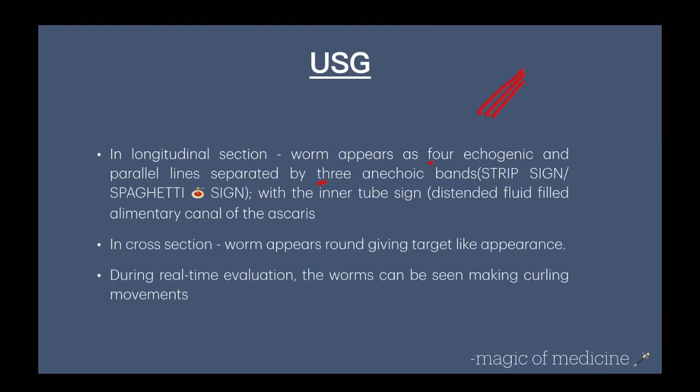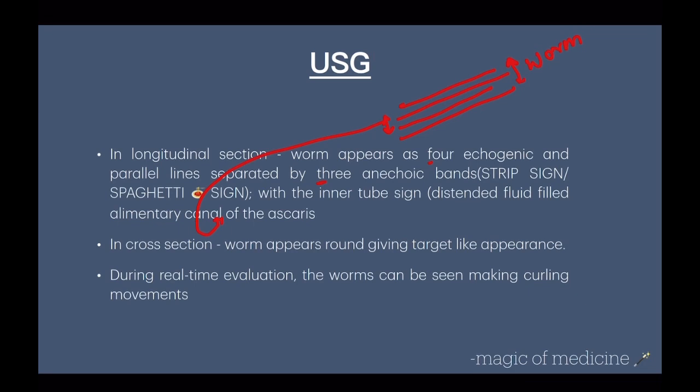So the alimentary tract appearance is known as inner tube sign. Next, coming to the cross section. In cross section, the worm appears round, giving a target-like appearance. And during real-time evaluation, the worms can be seen making curling movements.